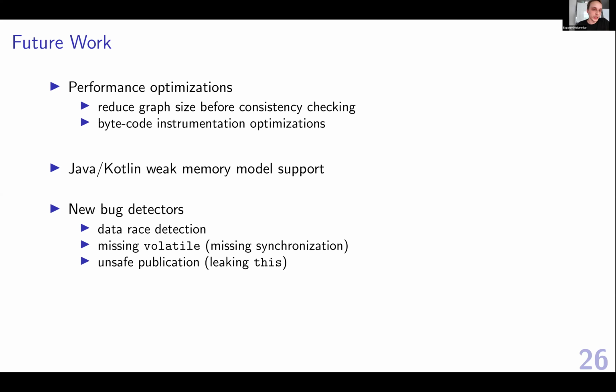Another kind of tricky bug that we can now support is unsafe publication, also known as leaking this. It's a situation when the this reference can leak from the constructor of an object, and according to the Java memory model, bad things can happen if this occurs. And maybe some other bug detectors that I haven't thought about yet.